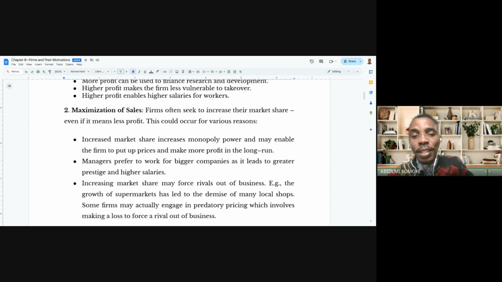Predatory pricing is the kind of pricing where you lower your price, you sell at a particular price at which other firms may not be able to sell. And if they cannot sell at that price, it means that they might eventually fold up, because if they sell at the price you're selling, that might translate into a loss for them and they might eventually fold up.